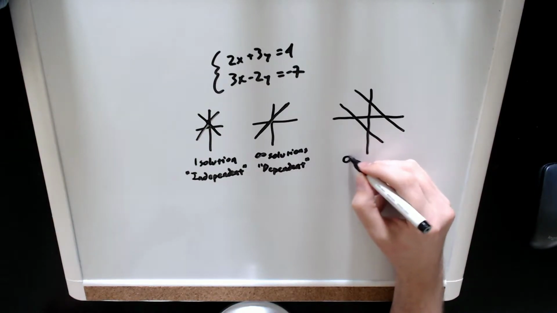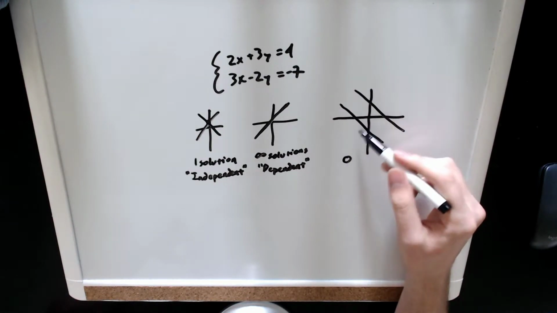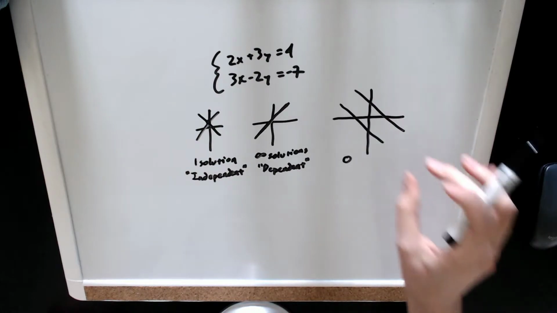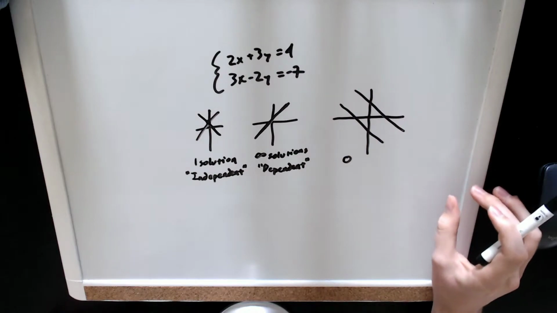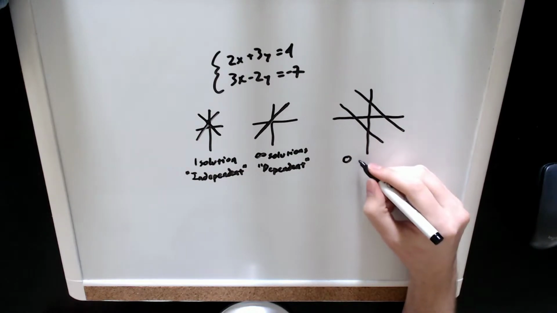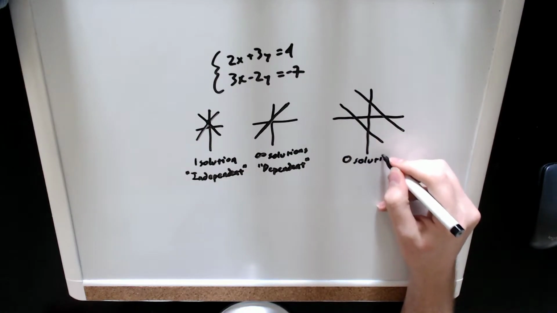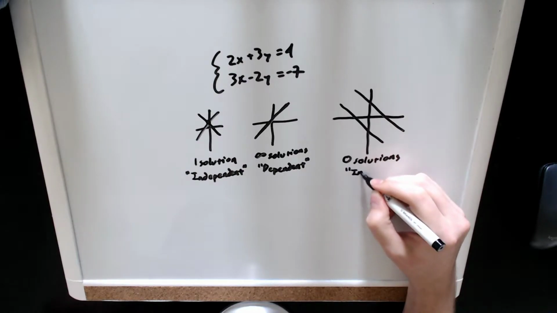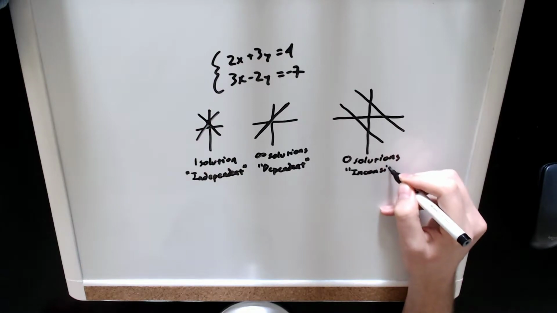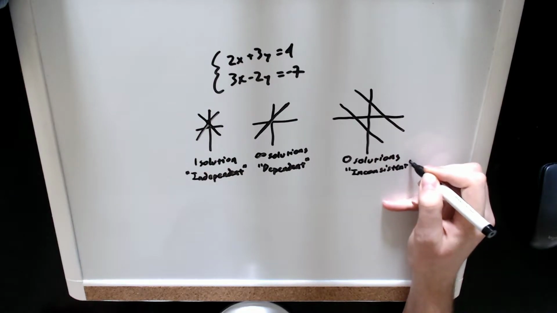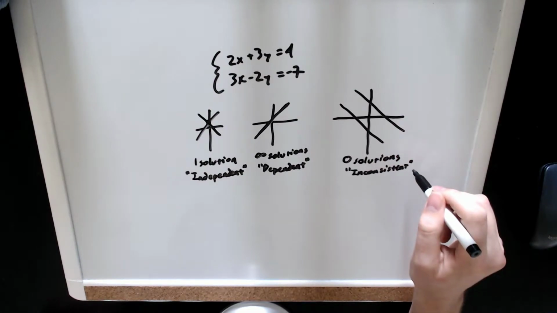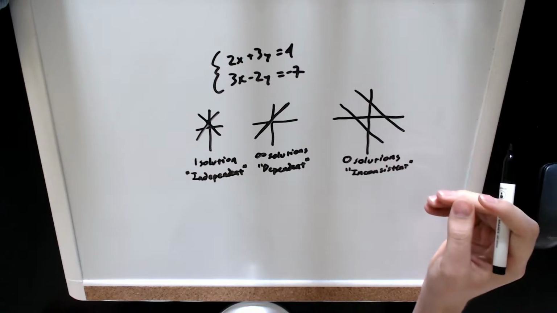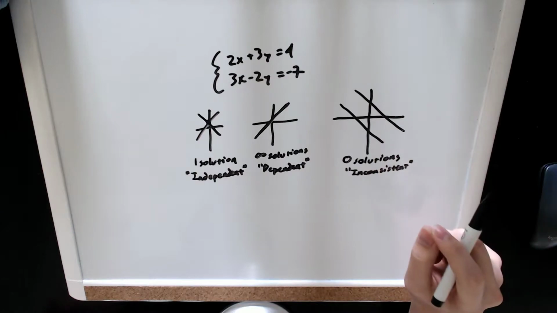You can also have zero solutions. Why is there zero solutions? Because these two will never cross at any point in time. They're parallel. They'll just run infinitely that way and infinitely this way without ever crossing, so they have zero solutions. This is called an inconsistent system of equations because these two are inconsistent with each other. They will never have the same values.